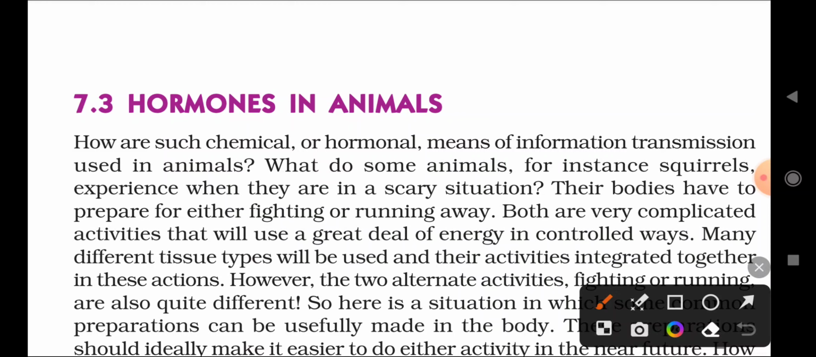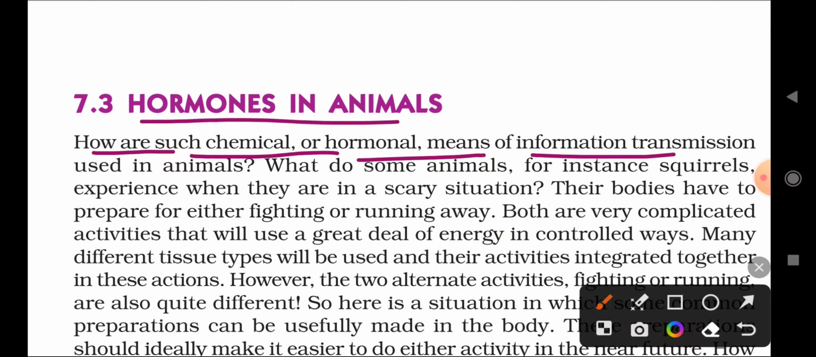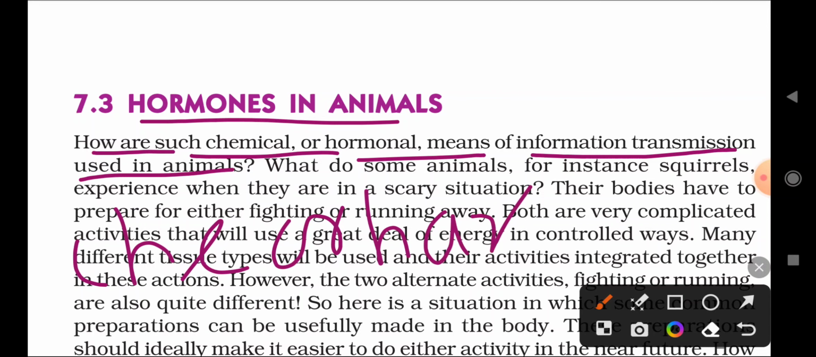So the next topic is hormones in animals. How is such chemical or hormonal information transmission used in animals? We already know that plants communicate with each other using chemical coordination, the hormonal method. In the same way, how do hormones help in the animal body?